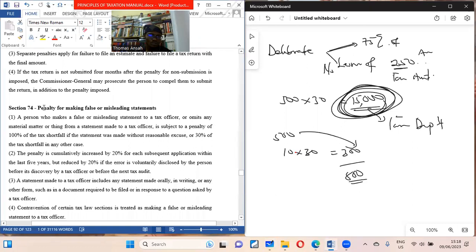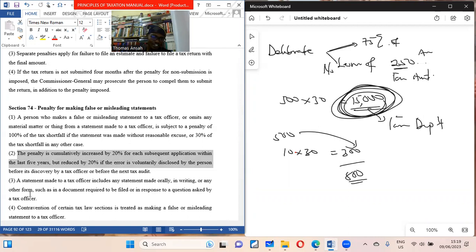Making a false or misleading statement: your penalty is 100% of the shortfall without reasonable excuse, but 30% in any other case if you have a reasonable excuse. The penalty is cumulatively increased if you don't do the correct things within the last 5 years, but it is also reduced if you disclose before the discovery is made. So please, you can disclose early and you'll be safe.